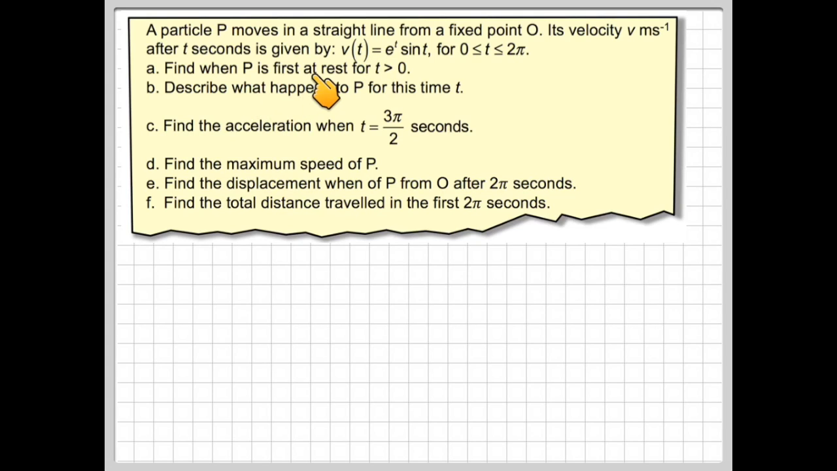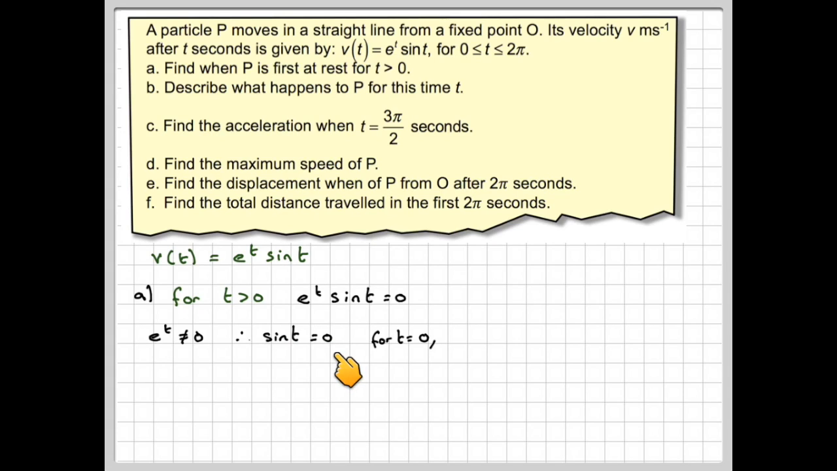So we're going to find when the particle's at rest. So when the particle's at rest, the velocity is equal to 0. So we're going to put v of t equal to 0. So we've got e to the t sine t is equal to 0. So e to the t cannot be equal to 0. Therefore sine t is equal to 0.